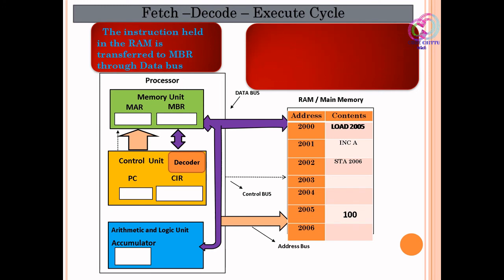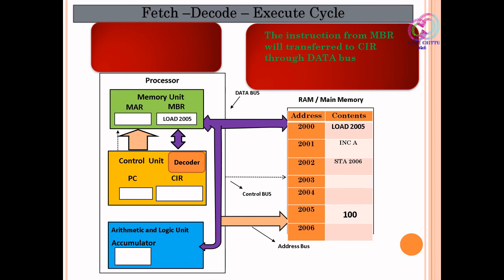Once it is found, the instruction held in the RAM is transferred to the MBR through the data bus. See, it is found now. The instruction at address 2000 is load 2005. Now it is transferred to the MBR through the data bus. Then from MBR, it has to be transferred to the CIR. So the instruction from MBR is transferred to CIR through the data bus.